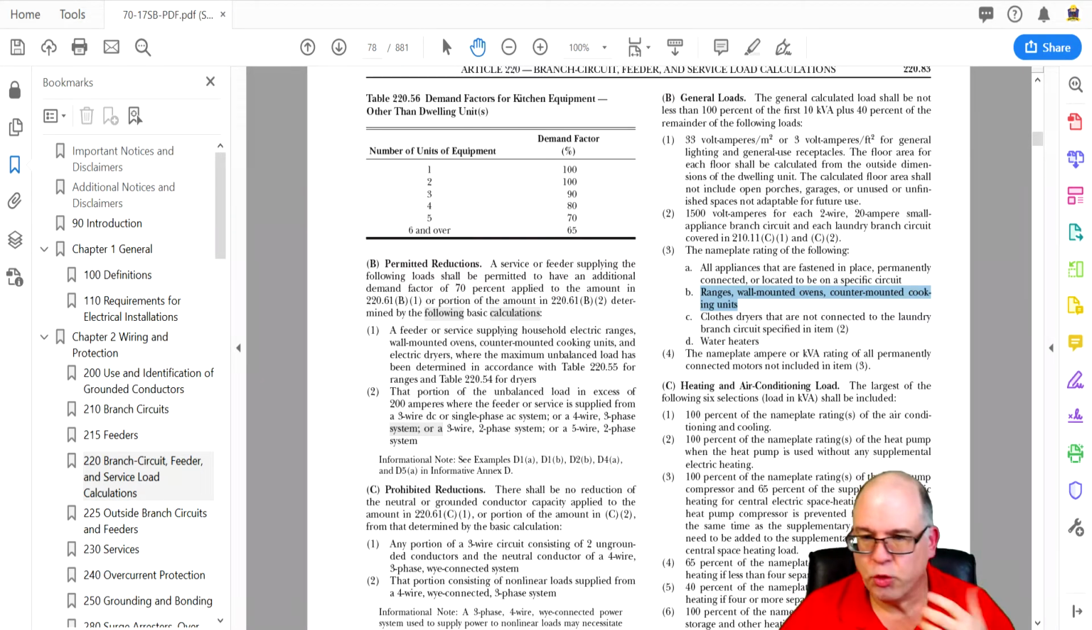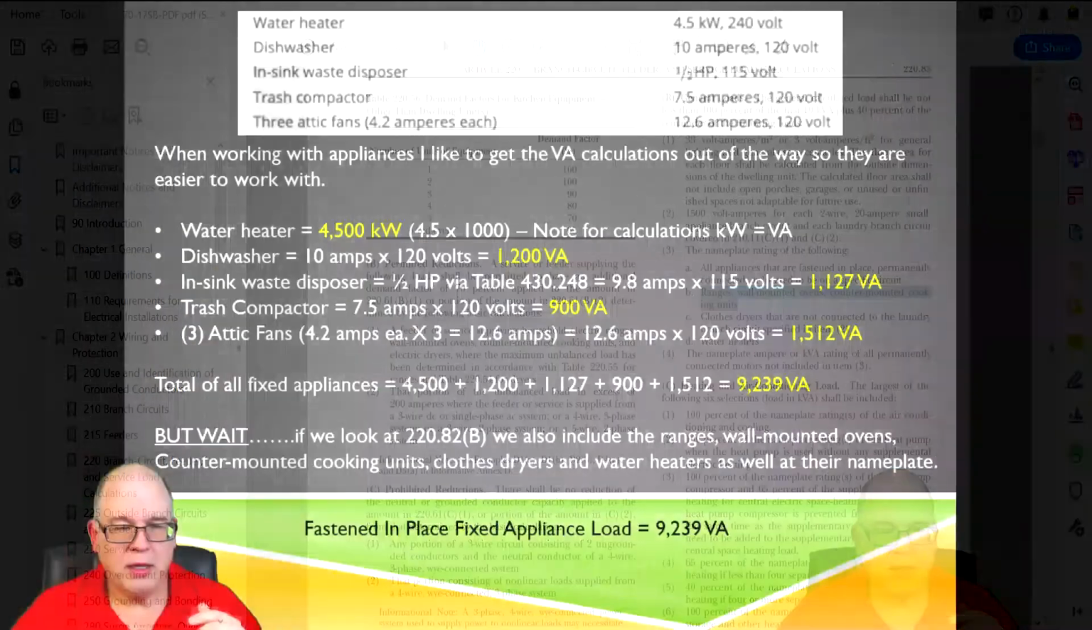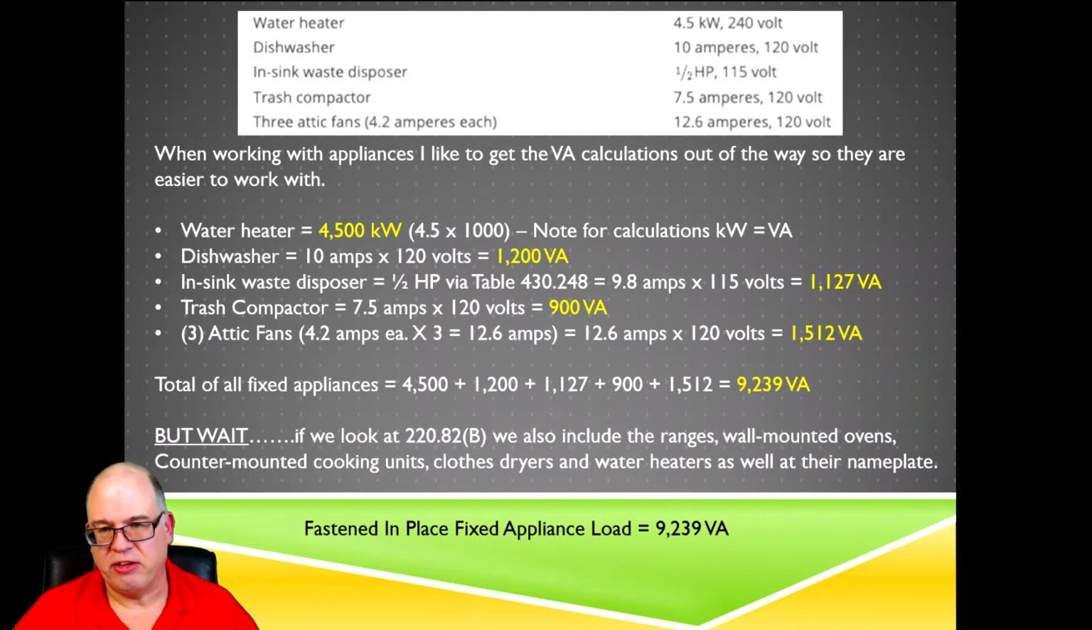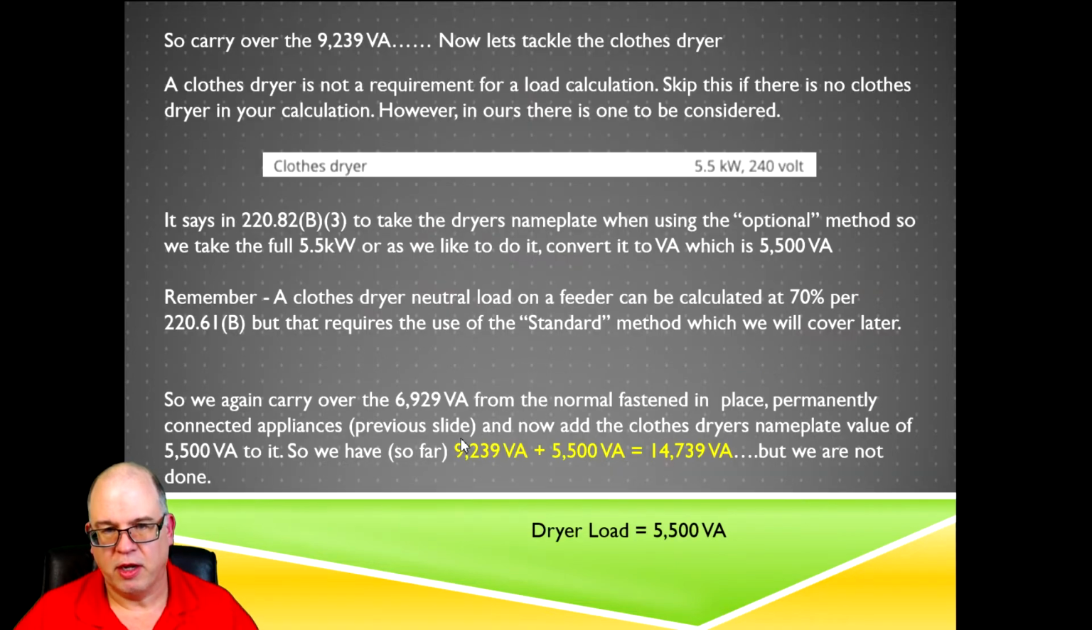All right? Whew. So here we're going back to the calculation, and we're simply going to take the actual nameplate values. Before we do the ranges, we're going to do the dryer. The dryer was 5.5. And again, the beautiful thing about this is we don't have to use the values in 220.54 either for dryers.